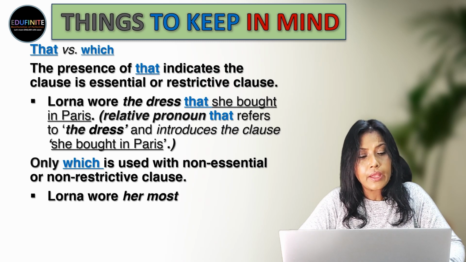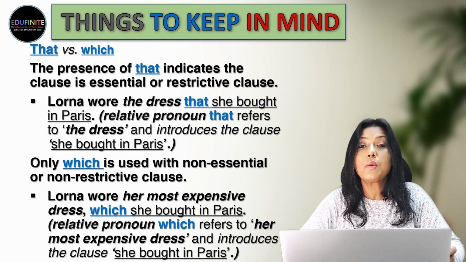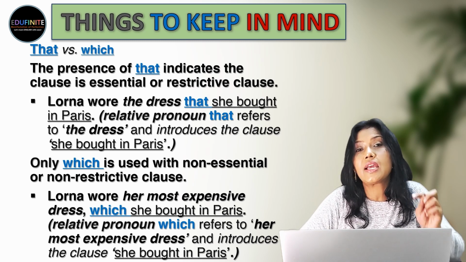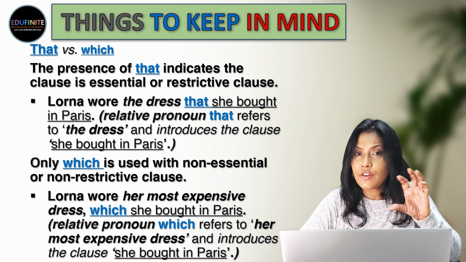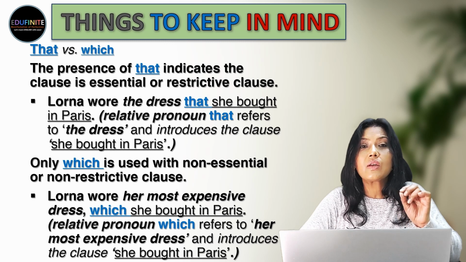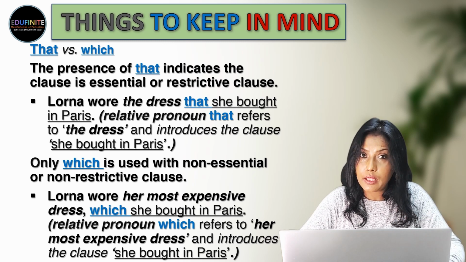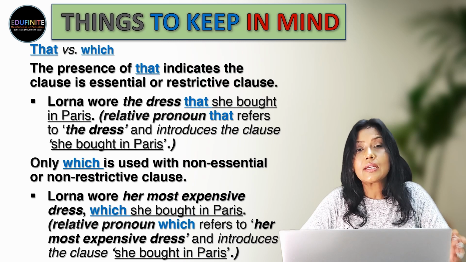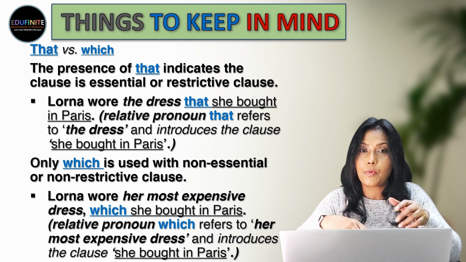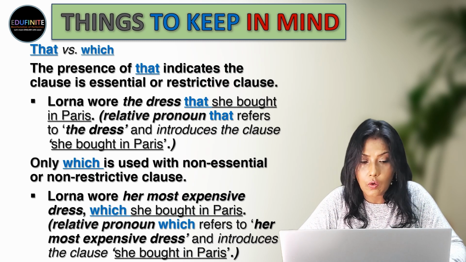For example, Lorna wore her most expensive dress which she bought in Paris. So Lorna wore her most expensive dress. Now if we just say this much, the sentence is complete. When we say which she bought in Paris, that's additional information about that dress. So it is a non-restrictive clause. A non-restrictive clause is always separated. You put a comma before starting the non-restrictive clause.